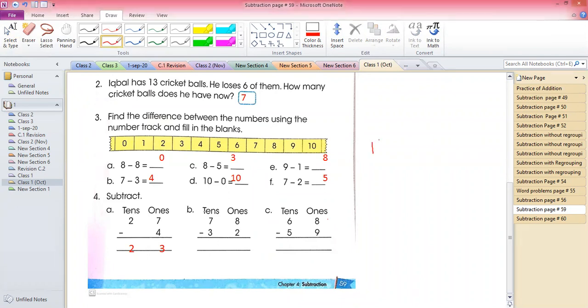Count with me, 8 lines. 1, 2, 3, 4, 5, 6, 7, 8. I need to minus how many lines? I need to minus 2. So I need to cut how many lines? 2. So I will cut 2 lines. How many lines are left?